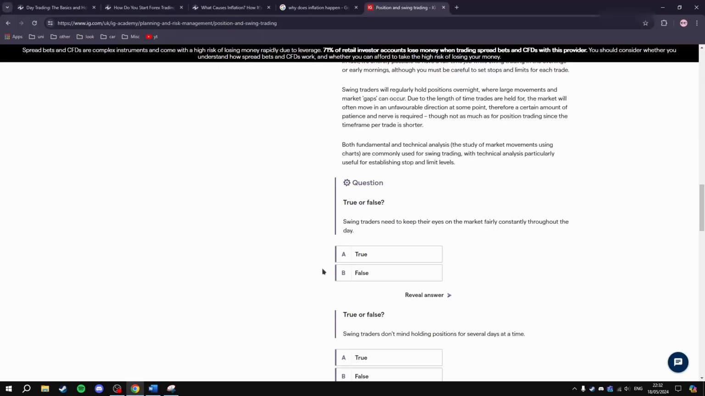Due to the length of time trades are held for, the market will often move in an unfavorable direction at some point. Therefore, a certain amount of patience and nerve is required, though not as much as for position trading since the time frame per trade is shorter.